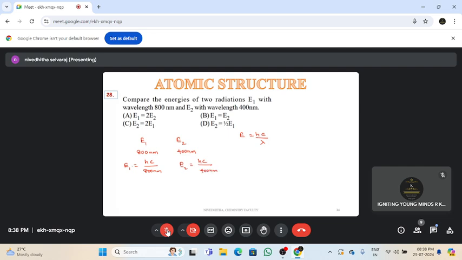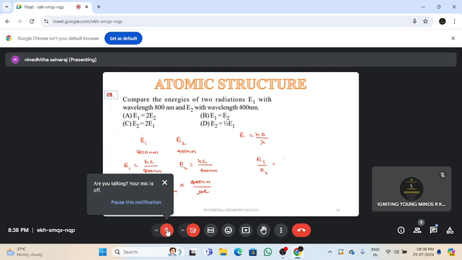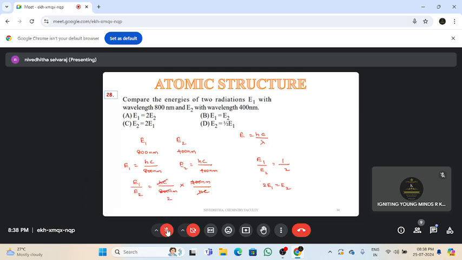So to find the relationship between E1 and E2, I'm just going to divide these two quantities. So which is equal to hc divided by 800 nanometer, divided by hc into 400 nanometer. I'm going to take reciprocal of that. So 400 nanometer divided by hc. So hc will get cancelled. This and this will get cancelled. So this is 2. So E1 by E2 is equal to 1 by 2, or 2 times E1 is equal to E2. So the answer is option C. Right? Do you have any doubt?